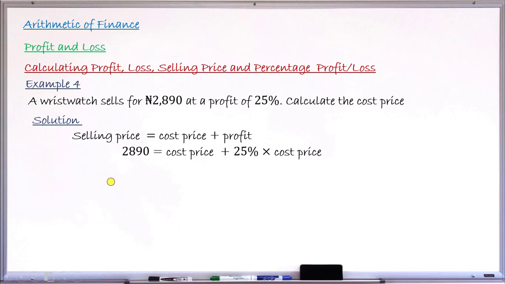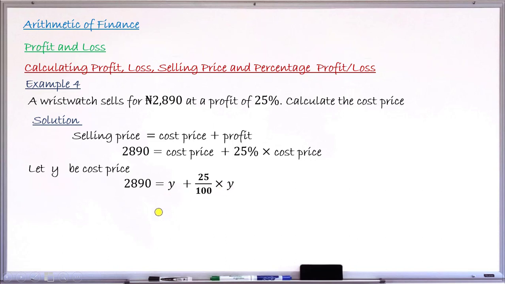So what I'm going to do is let y be the cost price, because I have an unknown here. Substituting y for the cost price, I now have 2,890 equals y, the cost price, plus 25% of the cost price, which means 25 over 100 times y. So I'll now solve this equation for y. That will give me the cost price of the item.